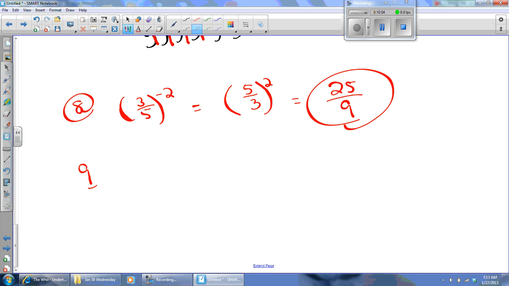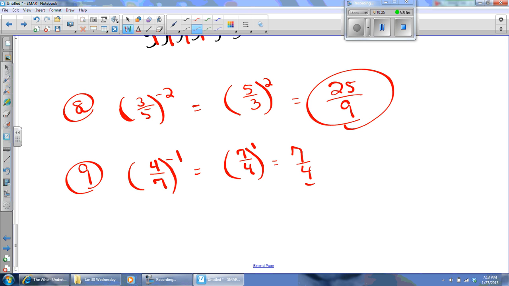One more and then we'll call it a day. Say the quantity of 4 sevenths to the negative first power. Well, I'm going to use the reciprocal. 7 over 4. And that just simplifies to 7/4. And there you go. All right, that's your lesson for today.